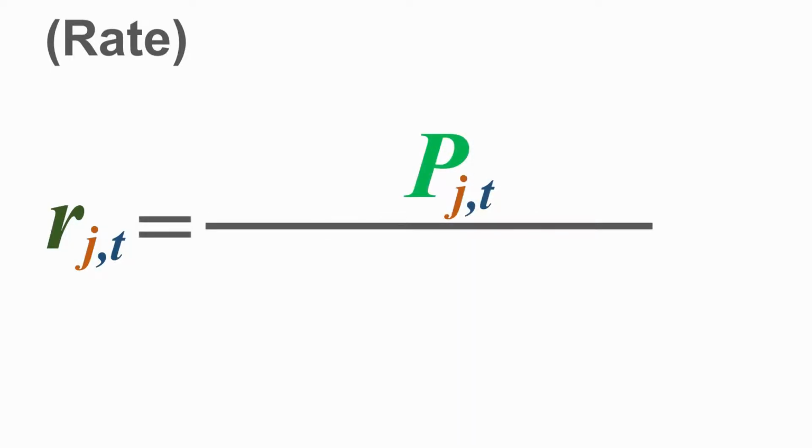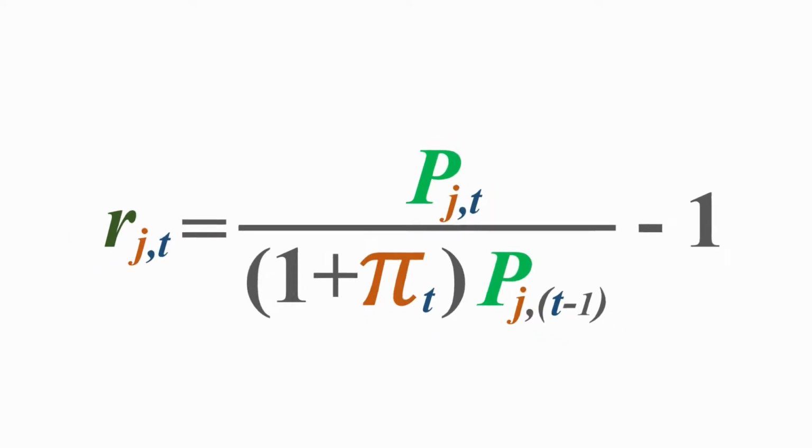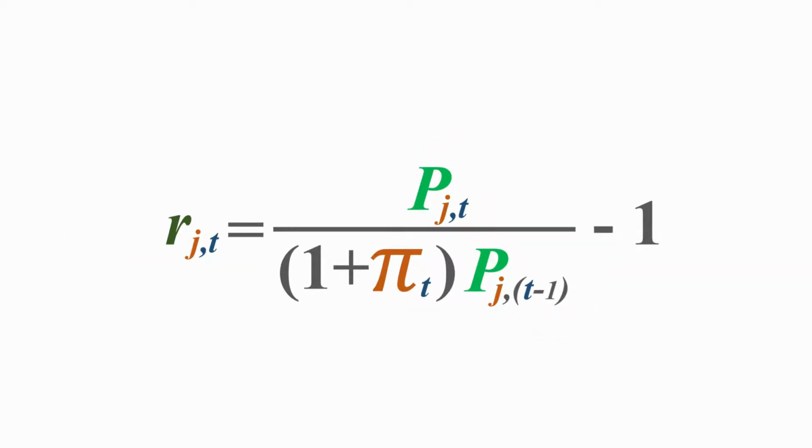However, we are more interested in the rate of real price change. To get the rate of real price change, we will use the exact same equation as escalation, except we remove 1 plus the inflation rate to isolate the real price change that occurred between the two time periods. Let's rearrange this equation to better show the relationships between escalation, inflation, and real price change.